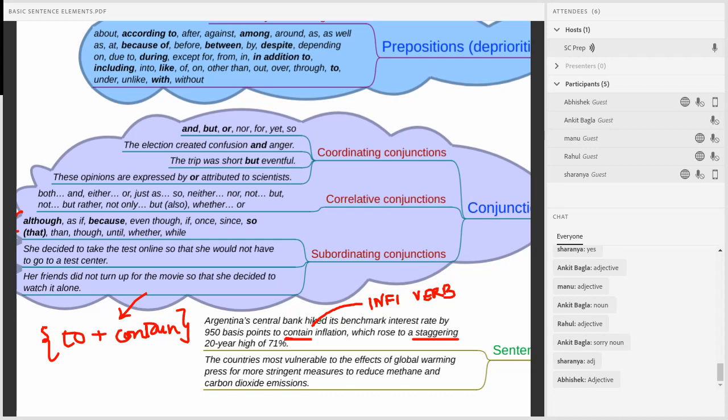I think the noun that you're looking for is high. Like what you're saying is something rose to a high. And which high? Like a staggering 20-year high. Right? Staggering means shocking.